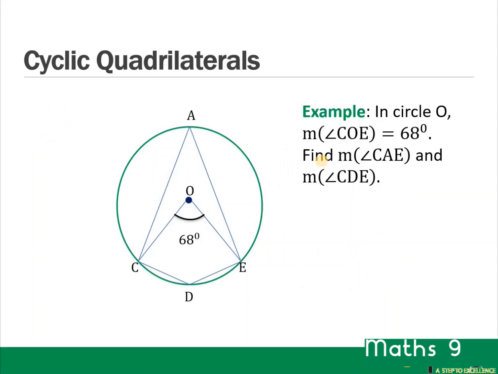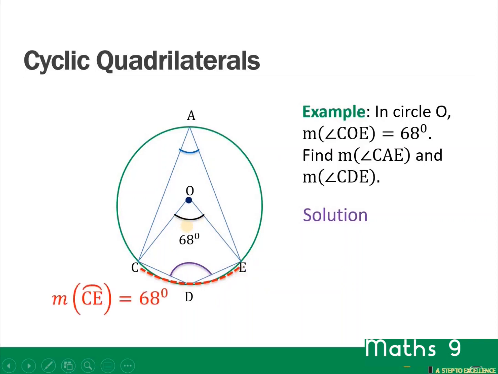Example. In circle O, the measure of the angle COE is 68 degrees. Find the measure of the angle CAE and the measure of the angle CDE. So we want to find these two angles here. First of all, let's draw in this arc here. The measure of this arc is equal to the angle at the centre, so it's 68 degrees. The measure of the angle inscribed at the circumference is half of this, so it's 34 degrees.